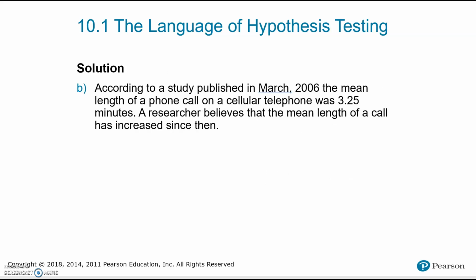How about this next one? According to a study published in March, the mean length of a phone call. Okay, here's what you can do. We know that we're dealing with the means. So you can do this every single time. I can do that for every single one of these, right? Because the null is always going to be equal to. And then the alternative, we'll have to decide what sign to use here. The mean length call has increased.